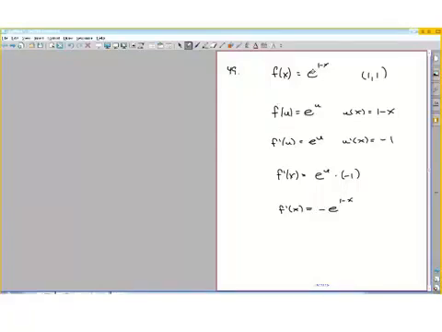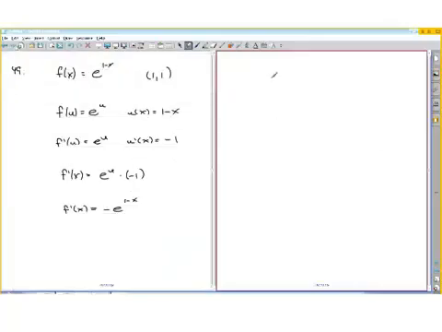Now if you were to do this in your head, you'd say, okay, I know that the derivative is going to be e to the 1 minus x times the derivative of whatever the exponent is. And the derivative of that exponent is negative 1, so I know the answer is just going to be negative e to the 1 minus x. So that's how you would do it. Now, there we have the derivative.